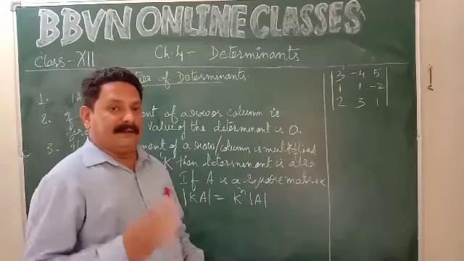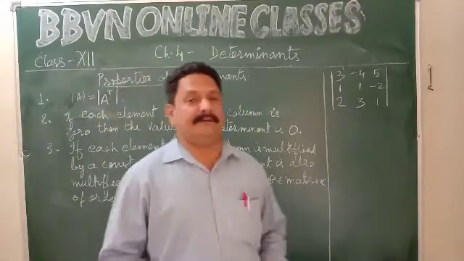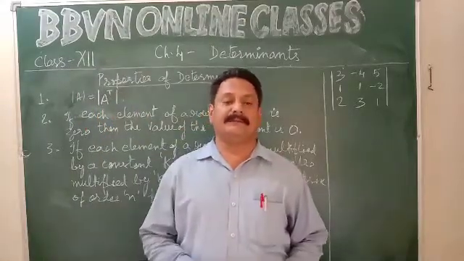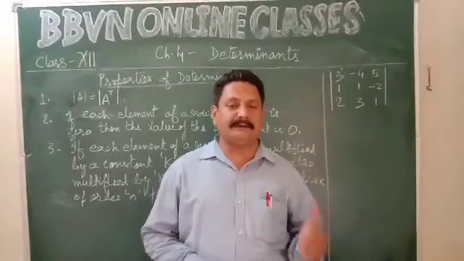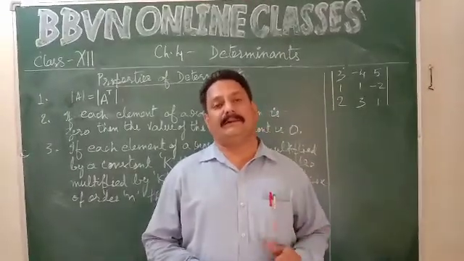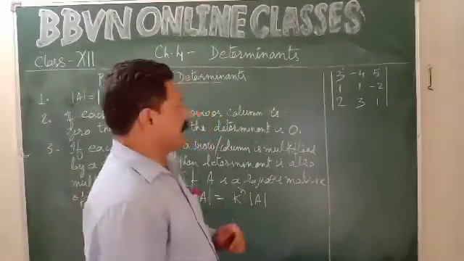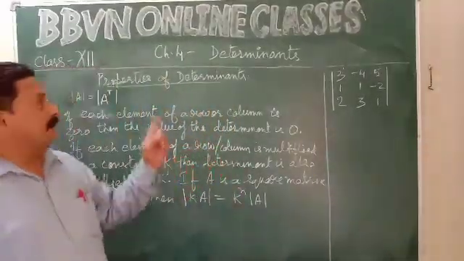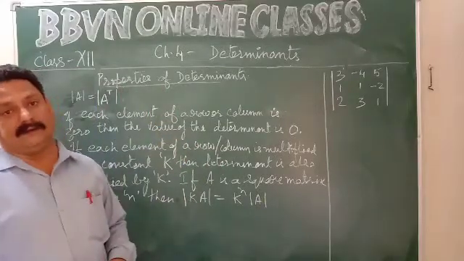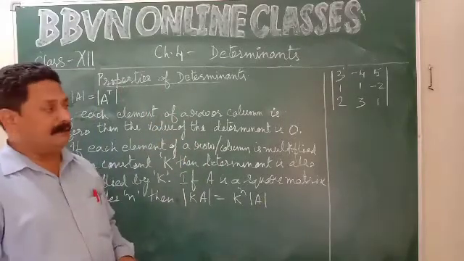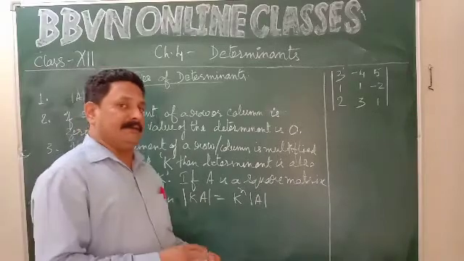Okay, now we were in chapter number 4, grade 12, determinants. In the last class, we discussed how to find the determinant of a square matrix, 2 cross 2 or 3 cross 3. Now today we have properties of determinants. There are certain properties in determinants which you should be aware about.